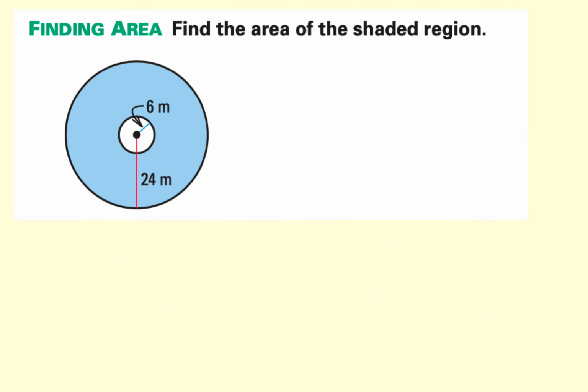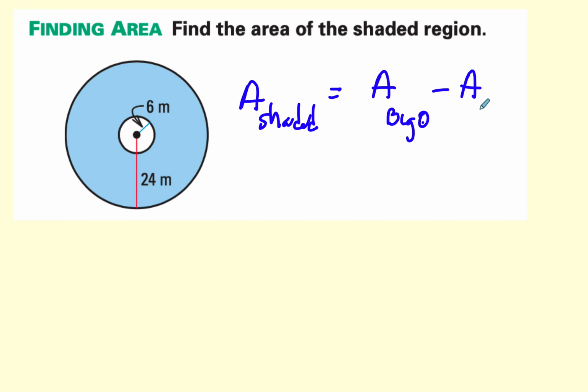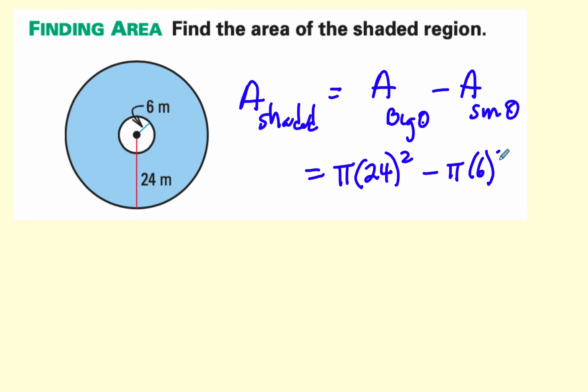All right, let's find the area of this region. This is a big circle and a little circle. So the area of the shaded region is equal to the area of the big circle, and then what we're taking away is the area of the small circle. Whatever's left over is this donut area. So we're going to do pi times our big radius, 24, squared, minus pi times our little radius, 6, squared.